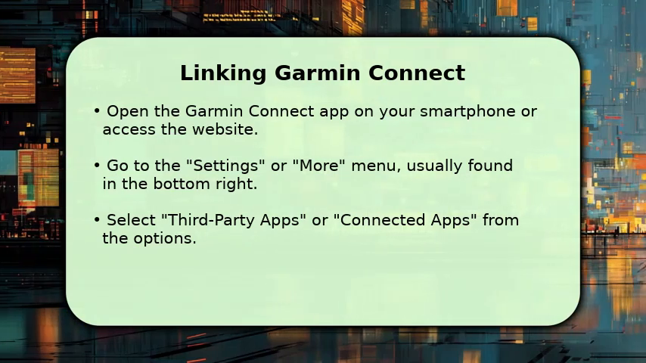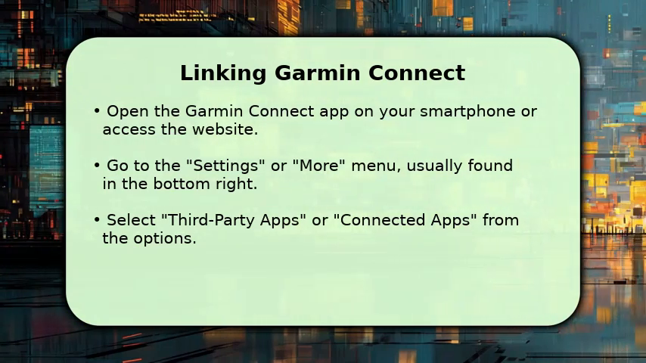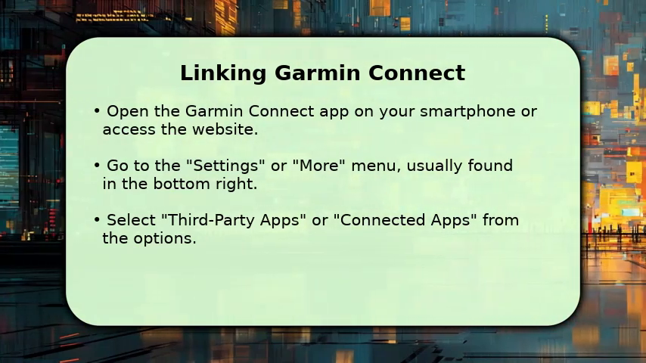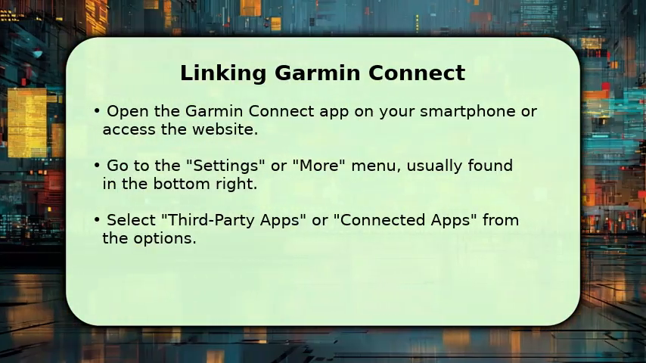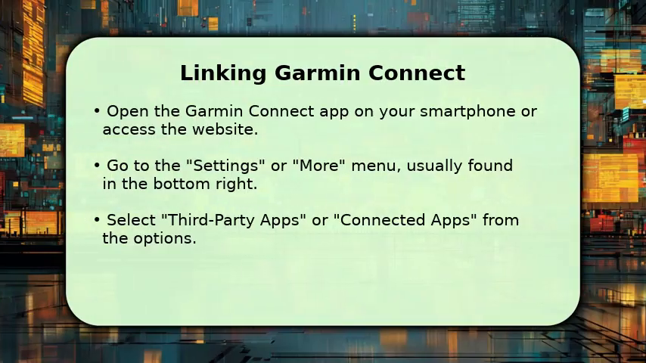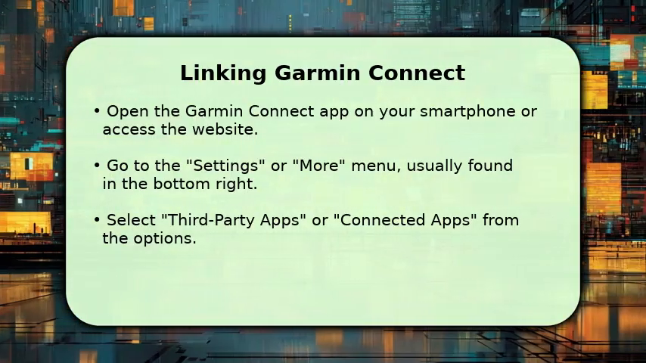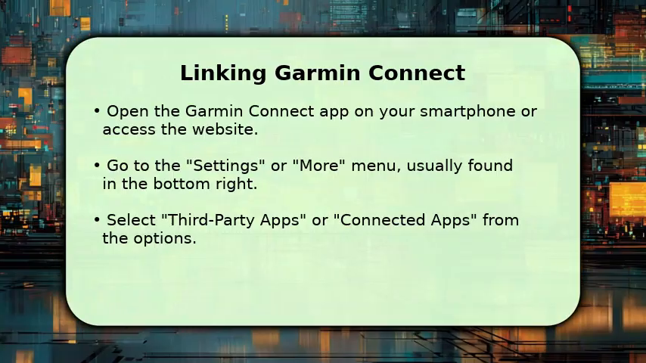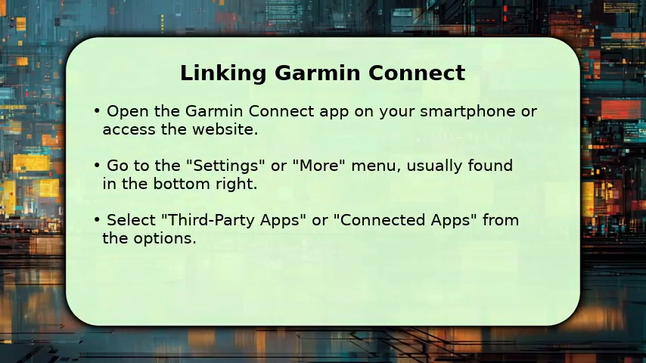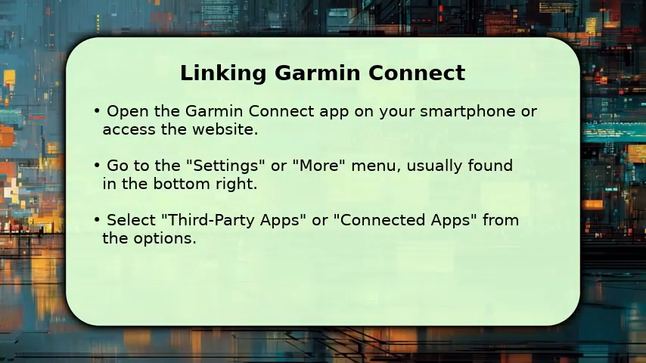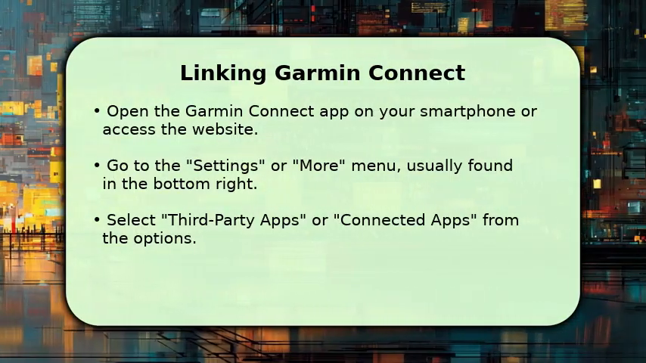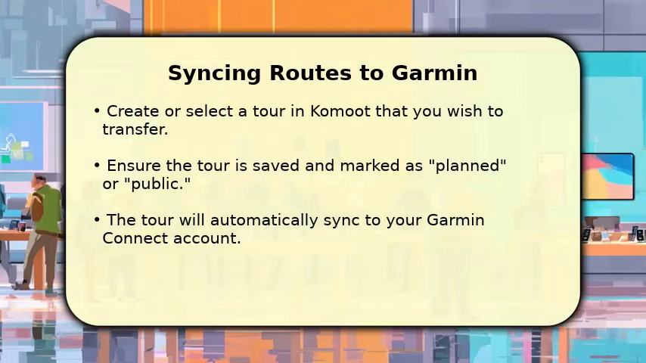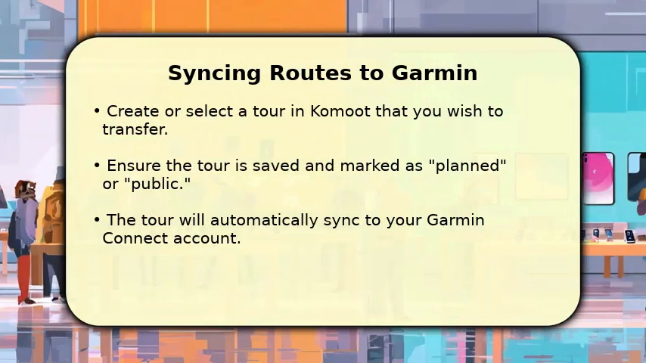Next, we will link your Garmin Connect account. Open the Garmin Connect app on your phone or go to the website. Navigate to the More menu, typically located at the bottom right. From there, select Settings and then Third-Party Apps. Find Komoot in the list and tap Connect. You will be redirected to log into your Komoot account to authorize the connection, granting Garmin Connect permission to access your Komoot data.